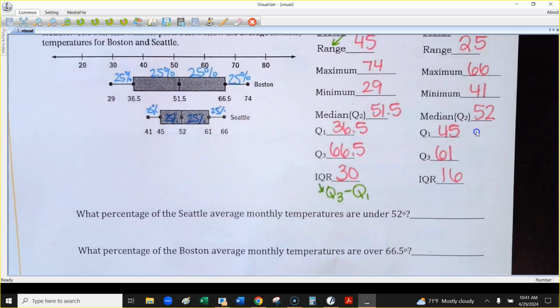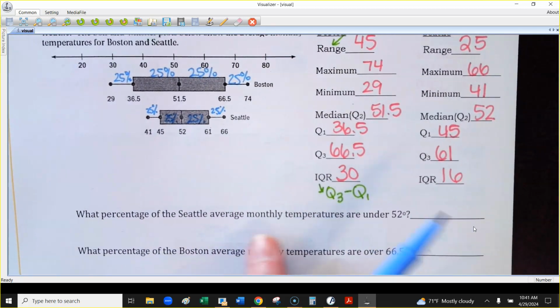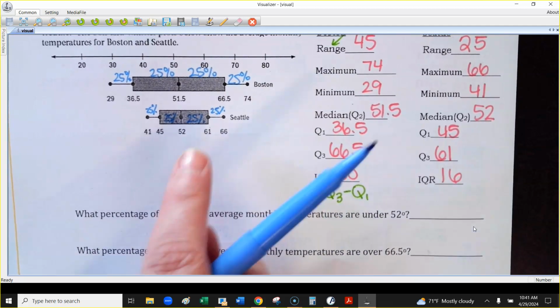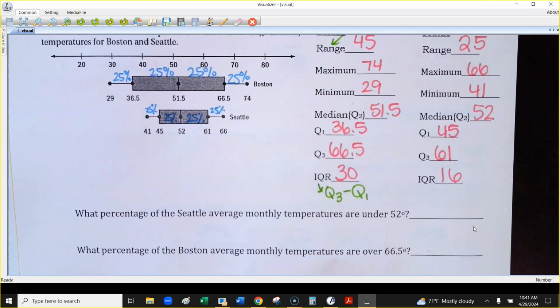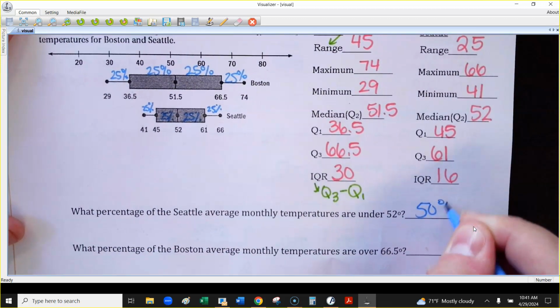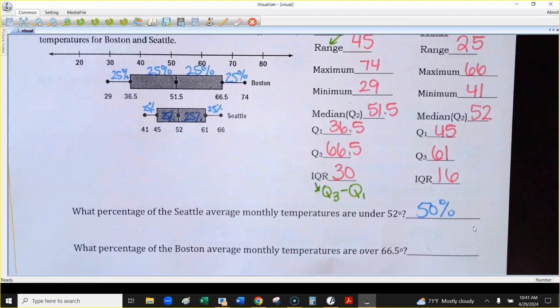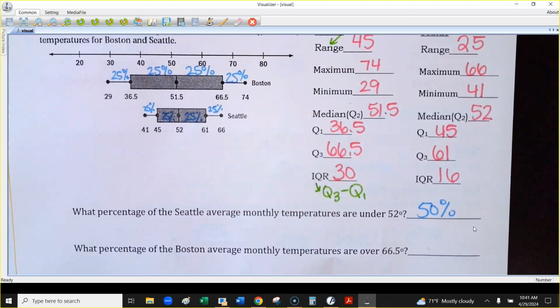So if you're looking at these lovely box plots, I'm just going to look at Seattle for a second. It says, what percentage of Seattle average monthly temperatures are under 52? So if you look at the Seattle one, what percentage of their temperatures are under 52? 50%. So 52 is the median, so you got 50% below that. All right, now let's look at Boston. So that's the one a little bit closer to the number line. What percentage of Boston average monthly temperatures are over 66.5? 25. Perfect.